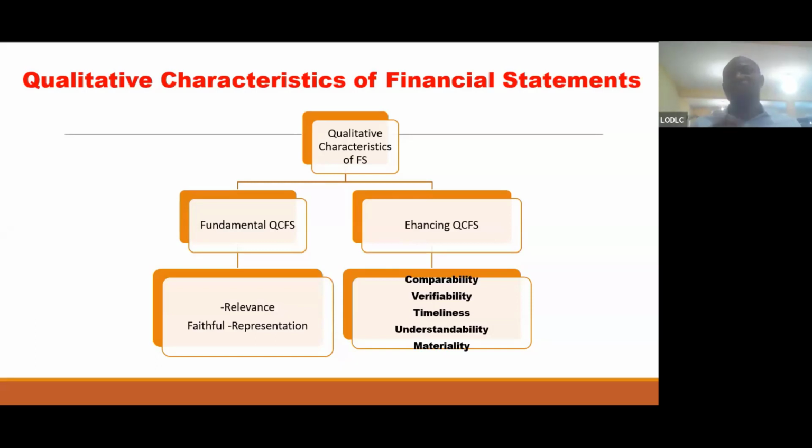Then we have understandability. Understandability in the sense that every financial information given must be understandable. The information therein must not be ambiguous to the extent that the users will find it difficult to read or to understand the content therein. So automatically, every financial statement should be written in a clear and concise manner, to the extent that the language used in that particular financial statement must be clear, must be concise, and must be simple. So that is why we say the financial statements have enhanced qualitative characteristics.